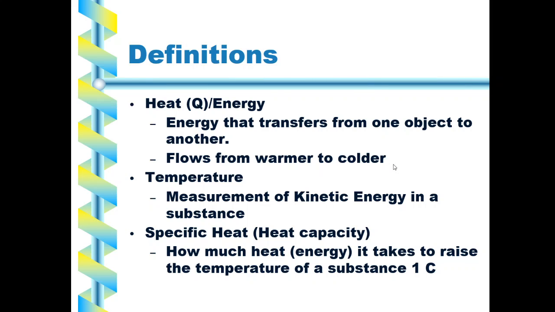All right, so a couple definitions I want to give you. Heat, or Q, and energy mean the same thing. It's energy that transfers from one object to another, and it always flows from warmer to colder, just like the ice that was in your hand, as the energy flowed from your hand to the ice to cause it to melt. Temperature is very different. Remember, it's the measurement of kinetic energy in a substance, so how fast something is moving. And then we have specific heat or heat capacity, which we'll talk about. That's how much heat or energy it takes to raise the temperature of a substance 1 degree Celsius. So it depends on mass, and we'll see how this all works together, okay?